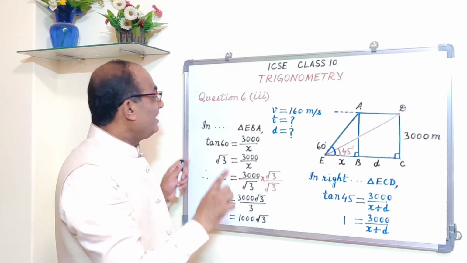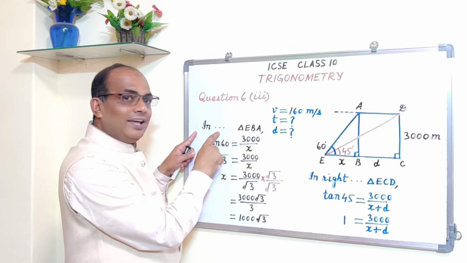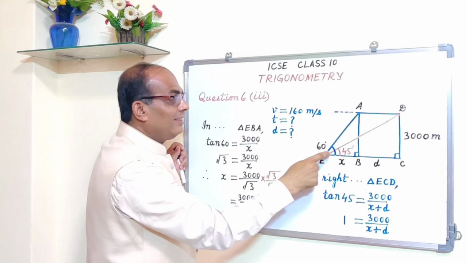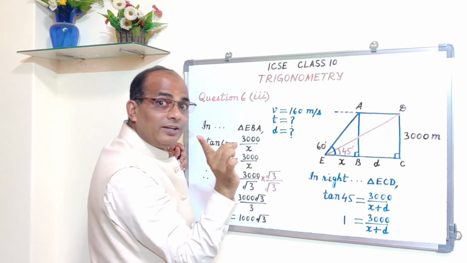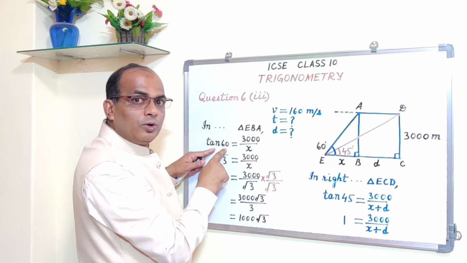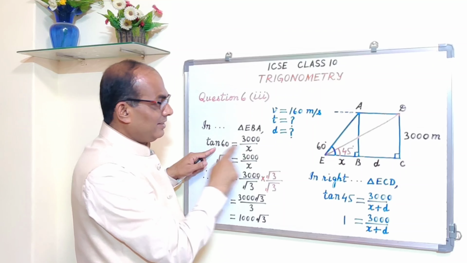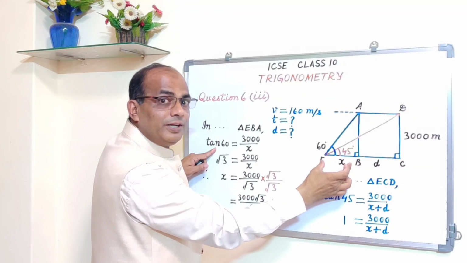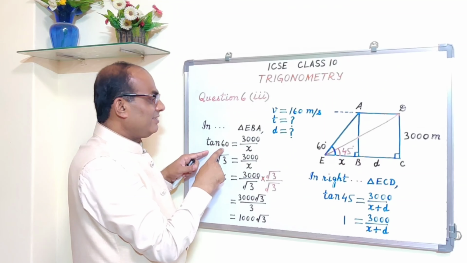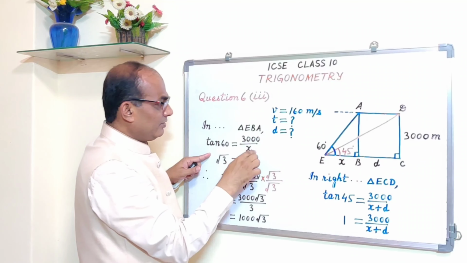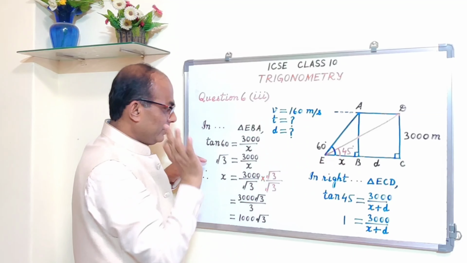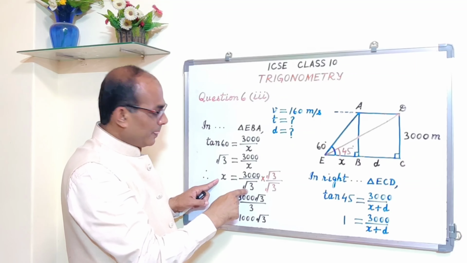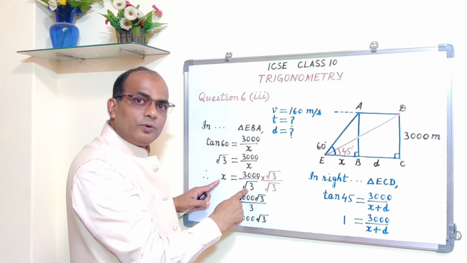Now, in right angle triangle EBA, tan theta is equal to AB upon EB. First you write down, tan 60 degree is equal to perpendicular upon base. That is AB upon EB. And after that write down, therefore tan 60 is equal to AB is 3000, so 3000 upon x, which we have supposed. Tan 60 is root 3. Therefore x is equal to, this root 3 will come down, so x is equal to 3000 divided by root 3.